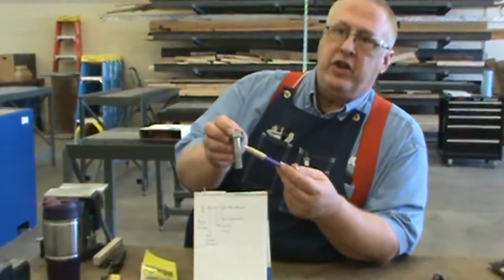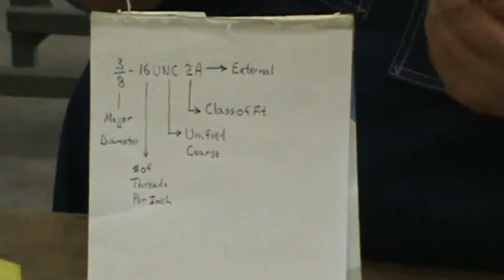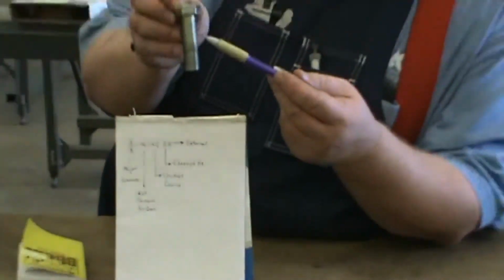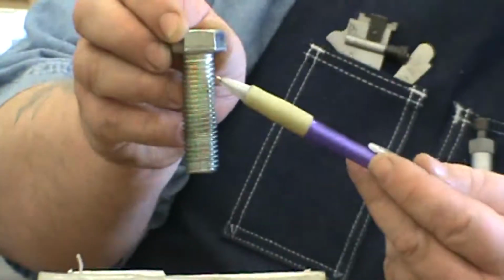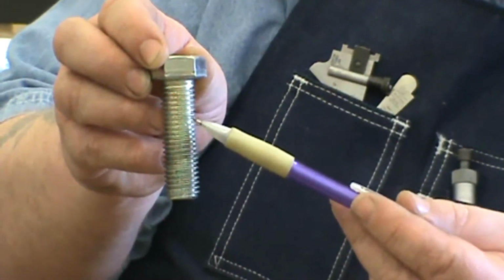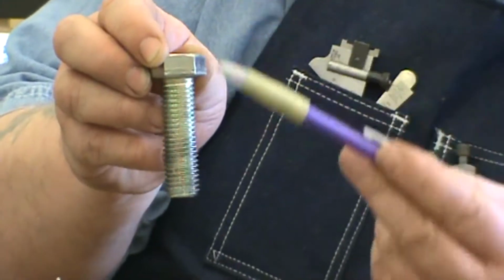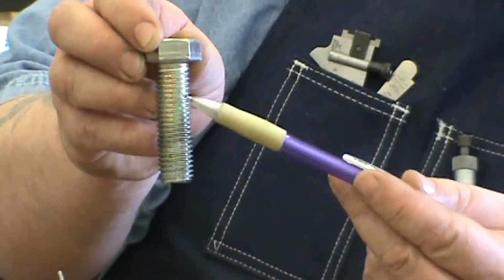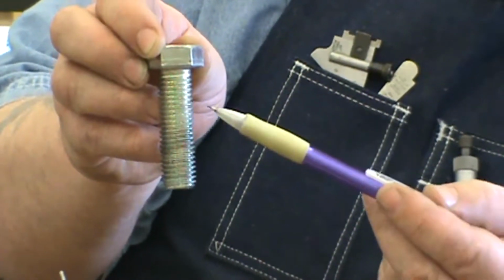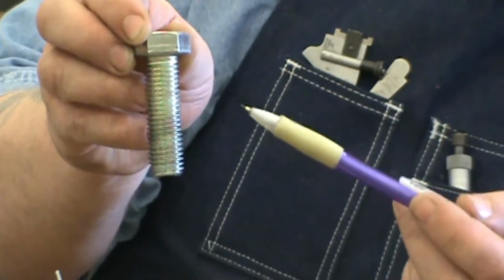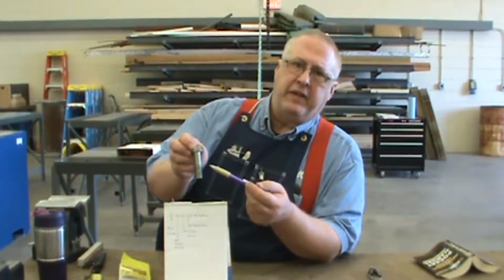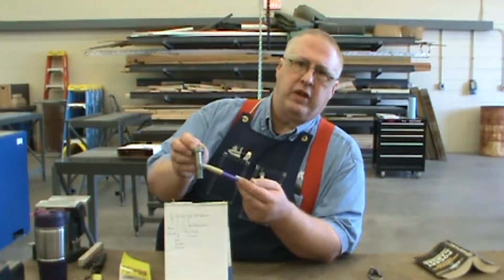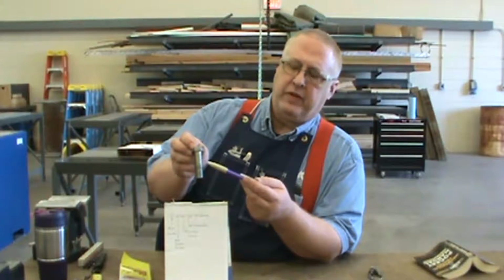Then we see UNC. UNC stands for Unified Coarse. The unified system means that we have a 60-degree thread. It has a flat or a radius, both at the crest, the top of the thread, and at the root. The threads you're going to buy today are UNC or UNF. We don't have the SAE in that anymore. Those are special threads. Your standard threads you'd get at the hardware store are going to be your UNC.